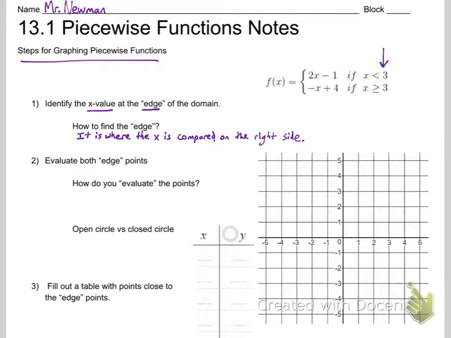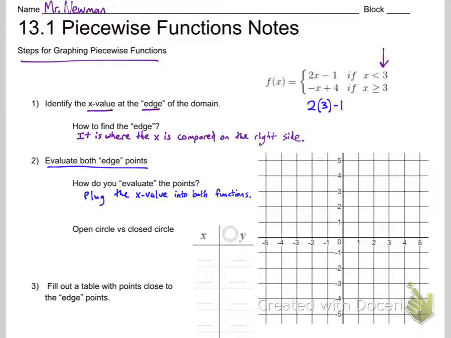So because of that, we need to figure out what is 3 as an input to both functions, even though we only plug it into one of the two parts of the function. When you're actually identifying the function and evaluating the function, we need to graph both of them, and we'll graph a closed circle for one of them and an open circle for the other. So how do you evaluate both of them? Well, you plug that x value into both functions.